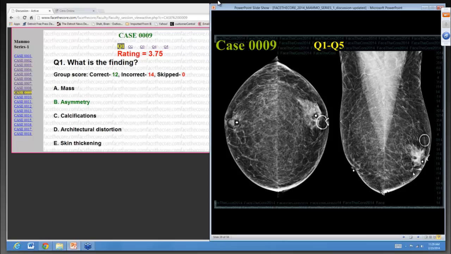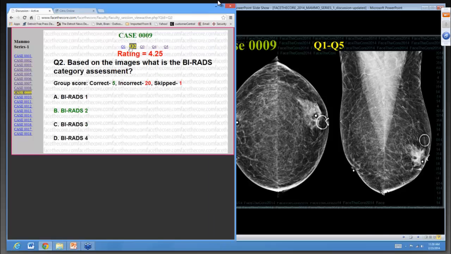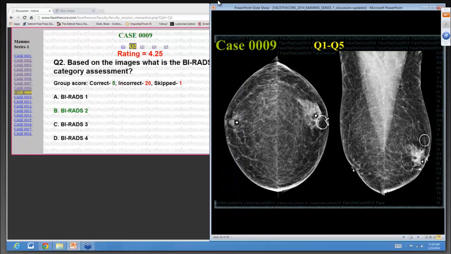And what we have is an area of asymmetry, what we could call a focal asymmetry, in the retroareolar region. This patient actually happens to be a male, which one could tell as far as the pectoralis muscle. This is a BI-RADS 2. Of the other answer choices, this is basically gynecomastia, unilateral gynecomastia.